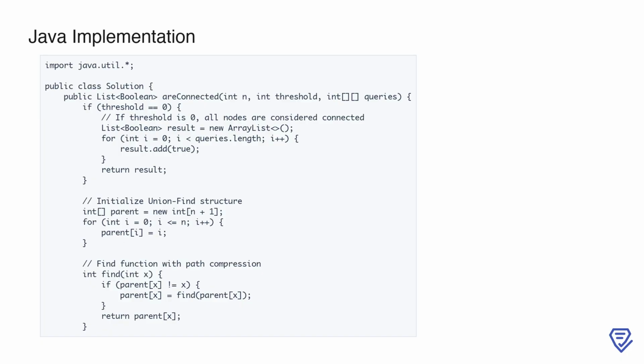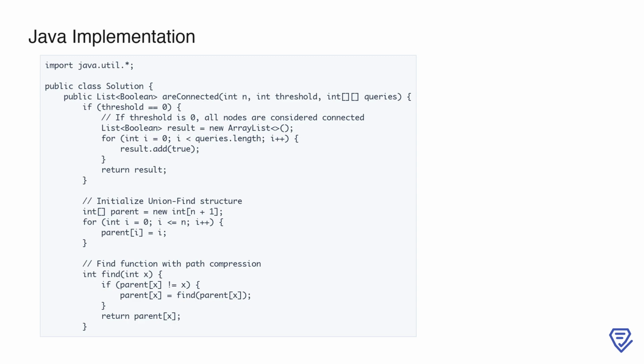First, we define the class and the main method, rConnected, which accepts 3 parameters: the number of nodes n, a threshold value, and a list of queries. If the threshold is 0, it means all nodes are considered connected regardless of their values. In this case, we create a result list, mark every query as true, and return it immediately.